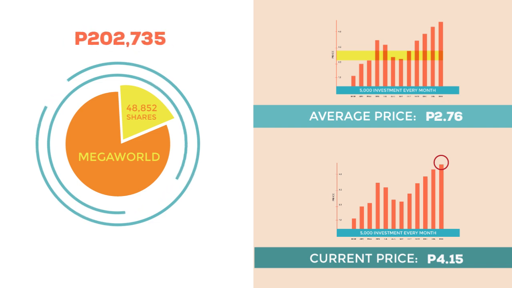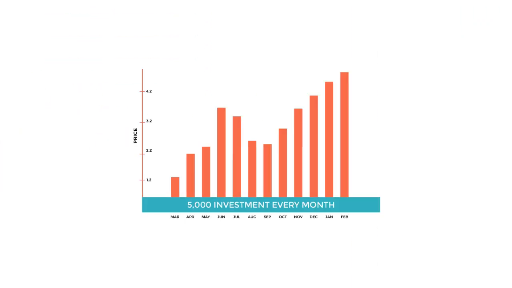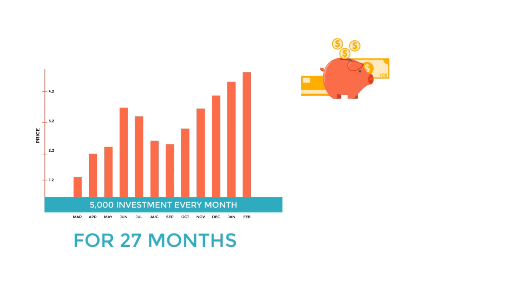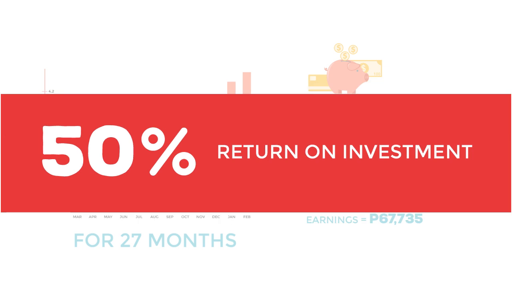202,735 pesos. How much in total did she invest? At 5,000 every month for 27 months, she invested a total of 135,000 pesos, which resulted in earnings of 67,735 pesos. That's a 50% return on her investment.